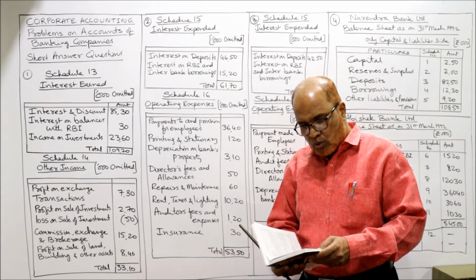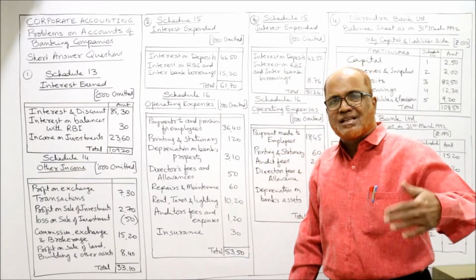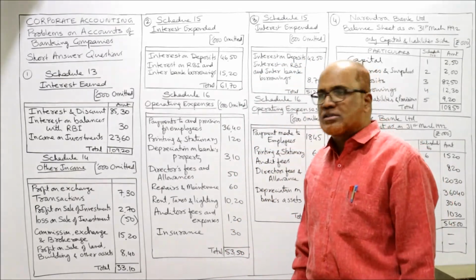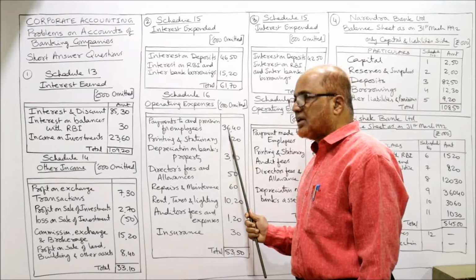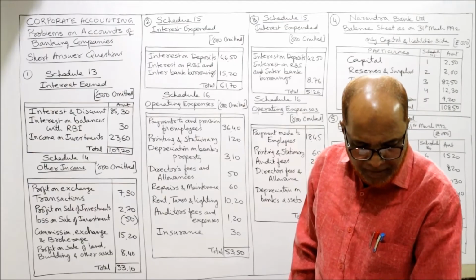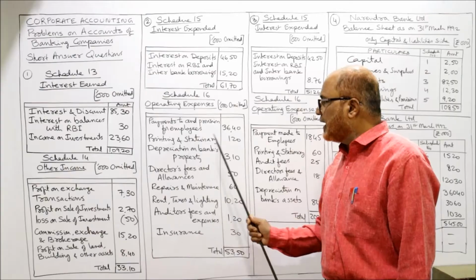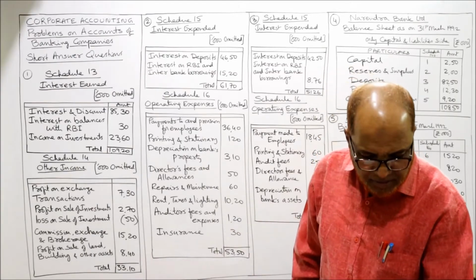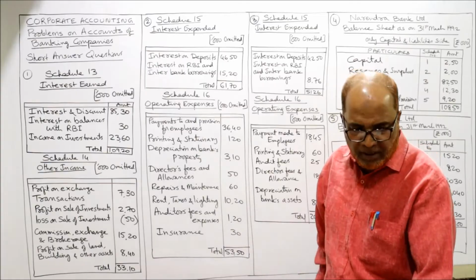Now see what are the items that will come under schedule 15. First item, payment to and provision for employees. These are the salaries and benefits given to the employees. This will come under operating expenses. Payments to and provision for employees, 36, 40. Next item given is printing and stationery, 120. Third item is depreciation on bank's property 310.